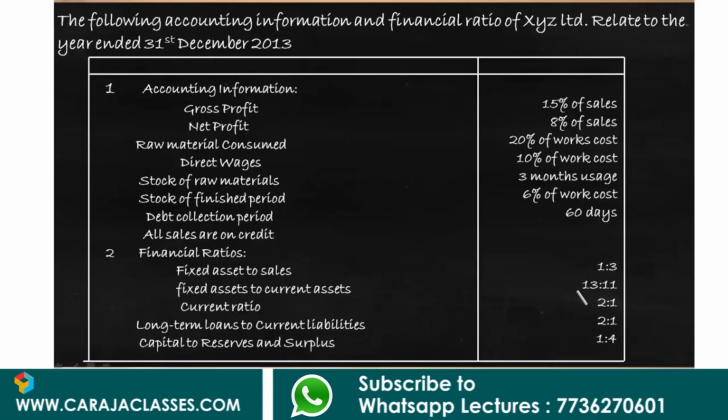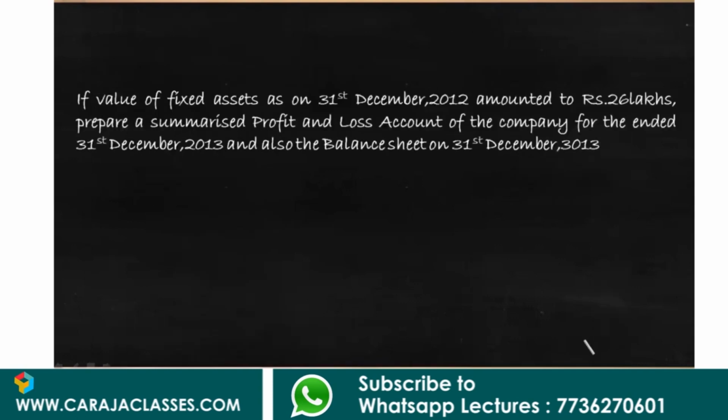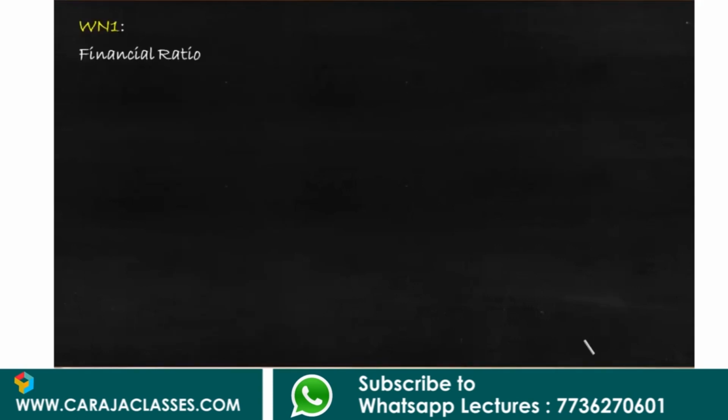So we have fixed assets, so we can find current assets. If you find current assets, then using the current ratio you can find current liabilities. If you find current liabilities, you can find long-term loans, and if you find long-term loans and current liabilities, then total assets, then finding the reserves and surplus and capital is easy. So let's get started. First let's make use of financial ratios.